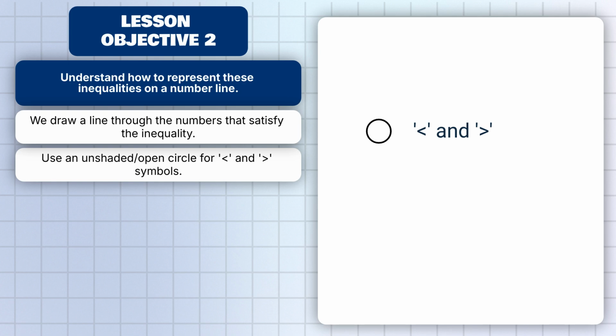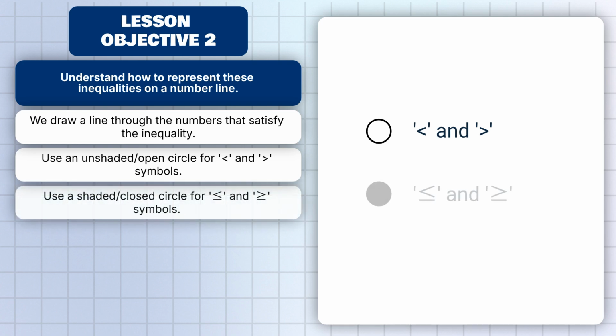This is used for the less than and greater than symbols. We use a shaded, also called closed circle, to indicate that a number is included in the solution. This is used for the less than or equal to and greater than or equal to symbols. To help you remember this, think of the shaded circle as coloring in the number because we are including it in the inequality.